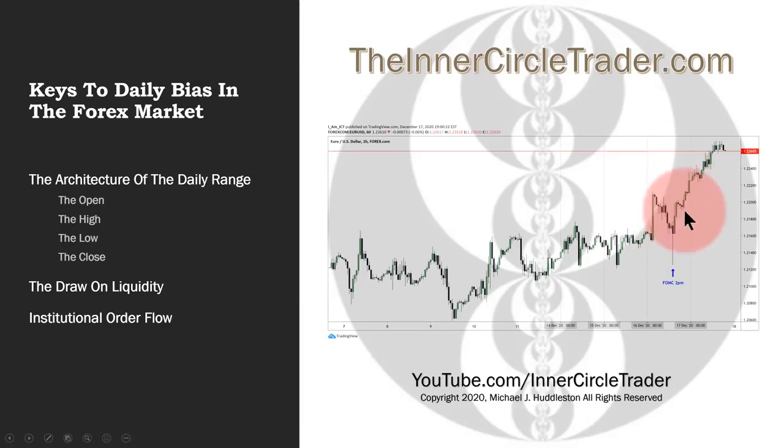Down close candles, range expansion. Down close candle, range expansion. Down close candle, range expansion. Down close candle, up candle. Down close candle, up candle. And now we're at the objective of the order block.